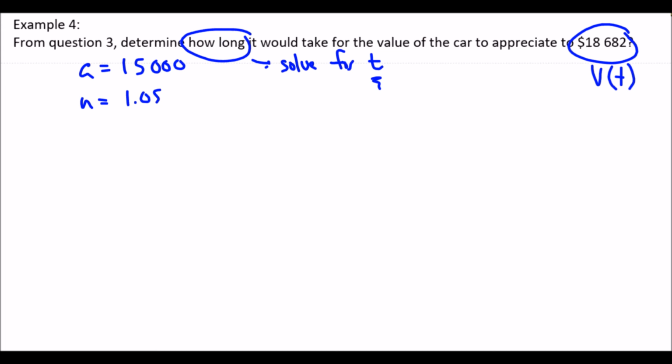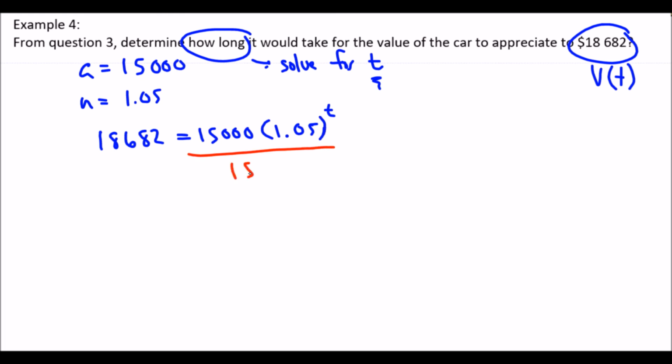So I'm going to have 18,682 is equal to 15,000 times 1.05 to the exponent t. All right, first thing I'm going to do is divide both sides by 15,000. 15,000 on this side, 15,000 on this side. What do I get if I do that? I'm going to get 1.245 is equal to 1.05 to the exponent t.